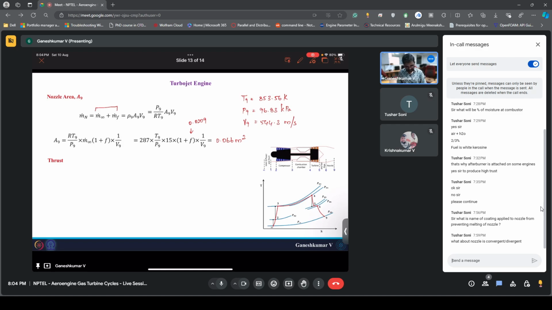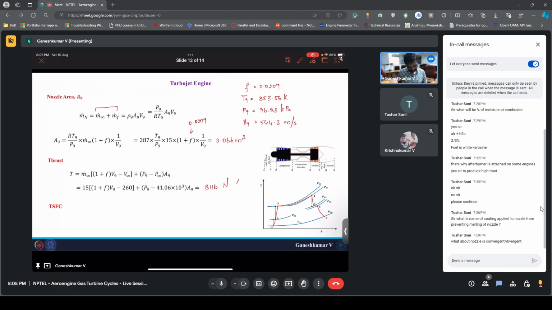And then the next is thrust. We all know the thrust equation. You are going to have momentum thrust plus pressure thrust, which is m dot infinity times (1 plus f) times (V9 minus V infinity) plus (P9 minus P infinity) times A9. We also know all these relations, and you can simply substitute all the numbers. f I already have here. If you substitute all these numbers, the thrust might come to something like 8116 newtons.